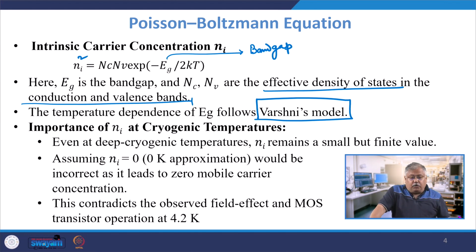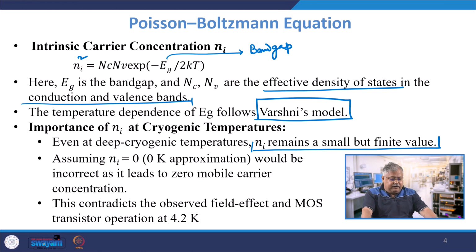So, let us look at the importance of intrinsic carrier concentration, which we already did in the previous years. We will quickly go through it. So, at even a deep cryogenic temperature, Ni remains a small but a finite value. So, it is small, but nonetheless it has got a finite value. It is not a zero value, right, it has got a finite value.